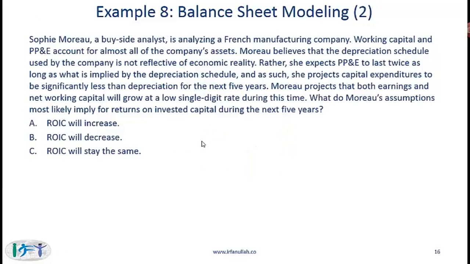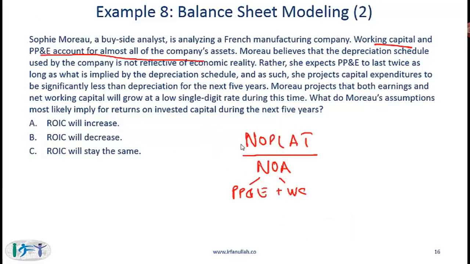Next, try this one now. The first thing we need to do is just recognize the ratio. It's NOPLAT that we talked about earlier divided by net operating assets. And net operating assets are generally PP&E and working capital. That's what we are told over here.